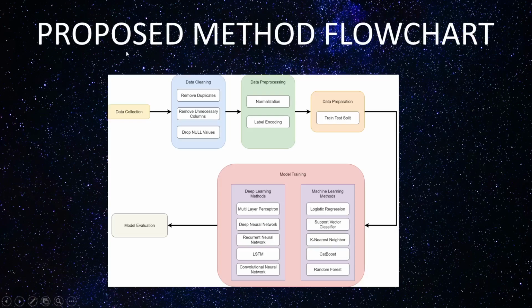So this is the proposed method flowchart. First, we're going to do data collection, and then data cleaning, where we remove the duplicates, remove unnecessary columns, and drop null values. In the second step, we will do data preprocessing, which is to normalize the numerical data and label encode the categorical data.